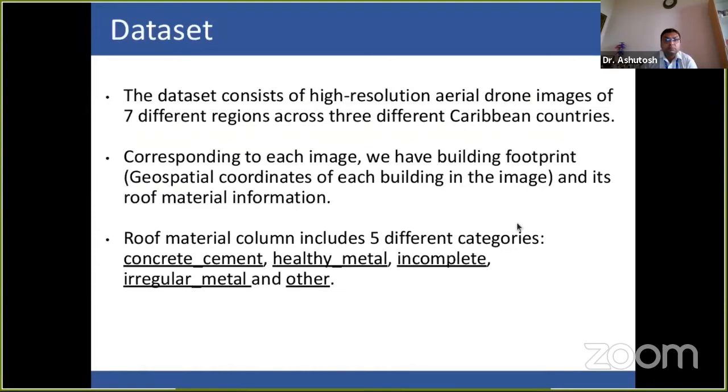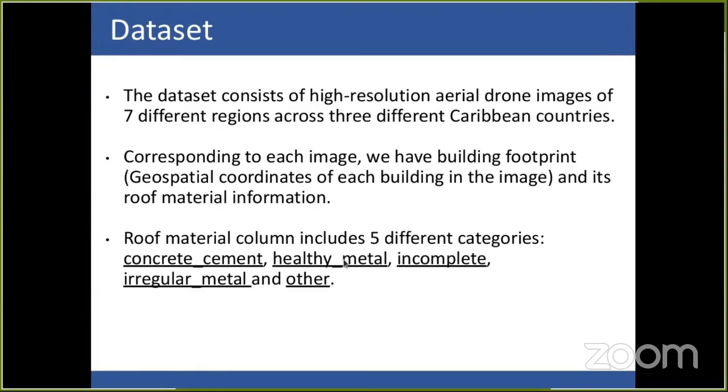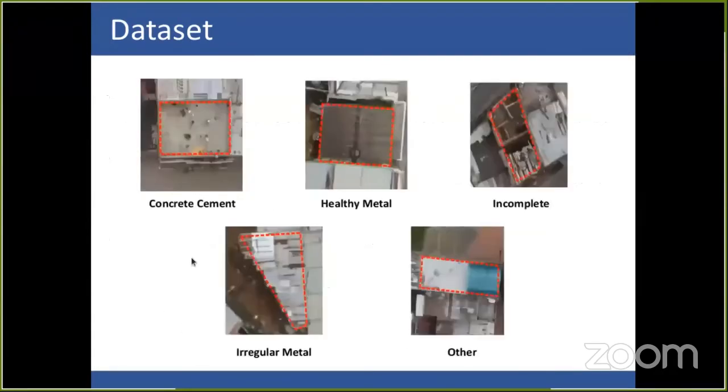The data set which we used for our research consisted of very high resolution aerial drone images of 7 different regions across 3 different Caribbean countries. In addition to the images, we also have information like the geospatial coordinates of each building in the image, as well as the roof material information. In the roof material column, we have 5 different categories, namely concrete cement, healthy metal, incomplete, irregular metal, and other. We can see here examples from all these classes.